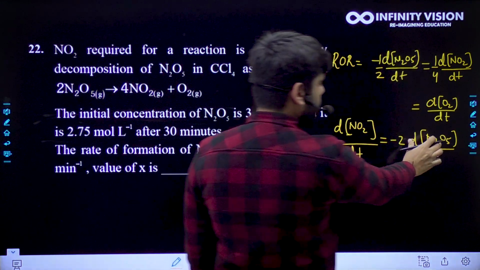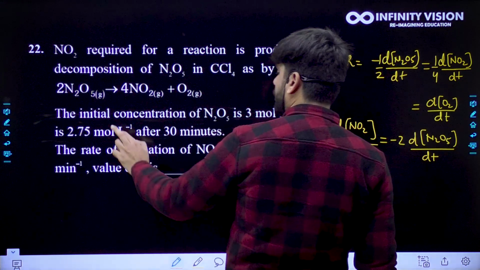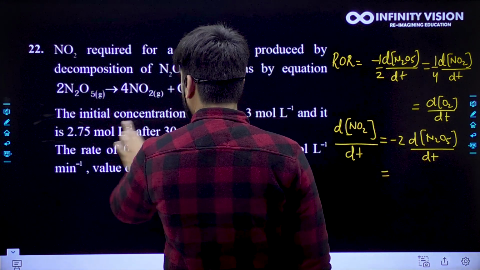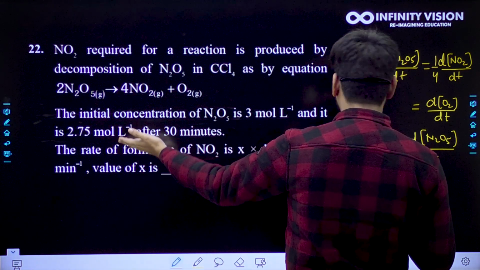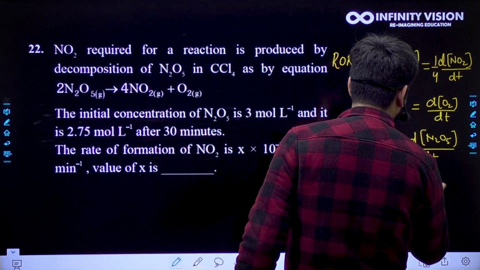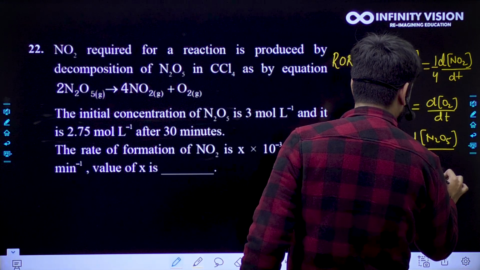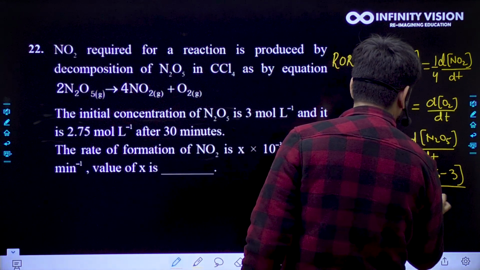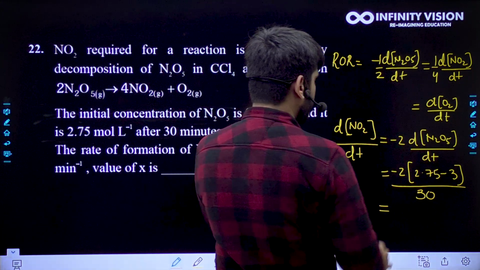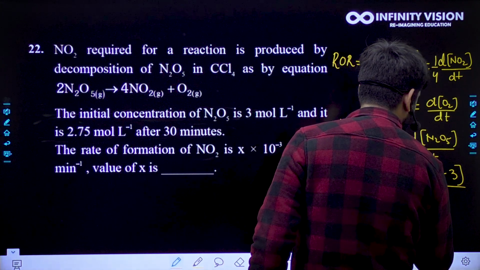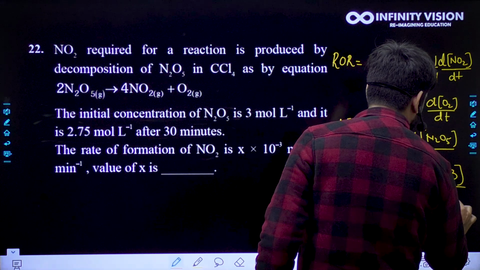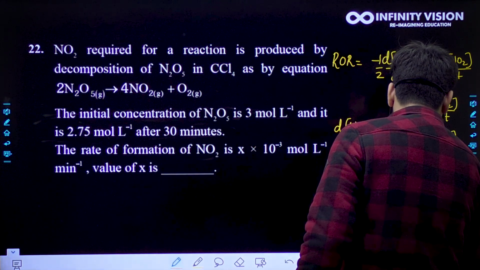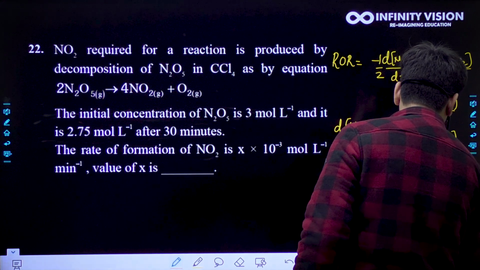Now this small change in the concentration of N2O5 is given, that is, it was 3 initially, and after 30 minutes it is reduced to 2.75. So it can be written as 2.75 minus 3 divided by 30 minutes. When you solve it, we will get 1.667 into 10 to the power minus 2, right? Moles per liter per minute.